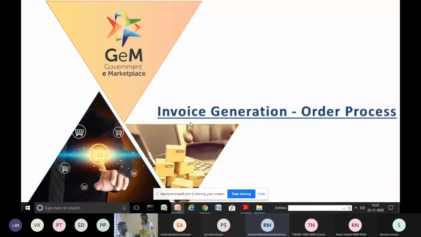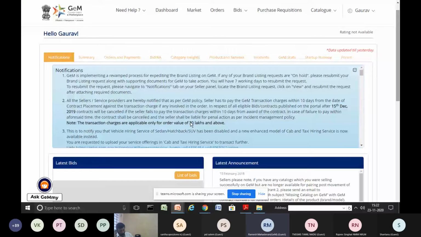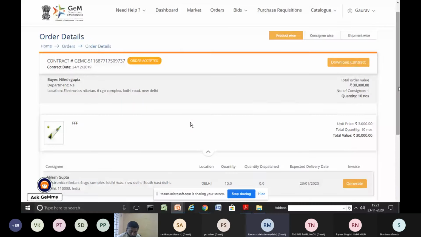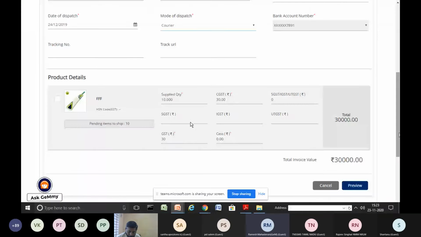Now let us get into the invoice processing part, how the invoice will be processed. Once the order comes in, the supplier accepts the order. It goes into his login only; he doesn't have to go out. Once it is accepted, the OTP has to be provided. The order gets accepted and the invoice generation happens. The type of dispatch, date of dispatch, tracking number and bank details have to be filled in. You can preview the invoice, and once you preview it, you can create the invoice.